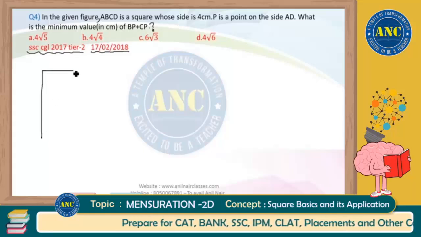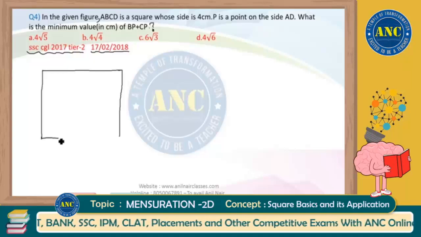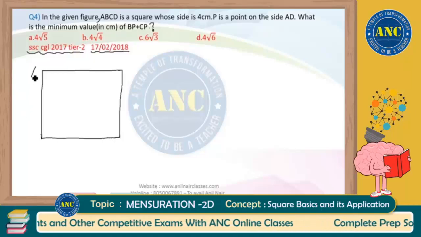In the given figure, ABCD is a square. Let me do it step by step. They are saying that ABCD is a square. Let me write it.